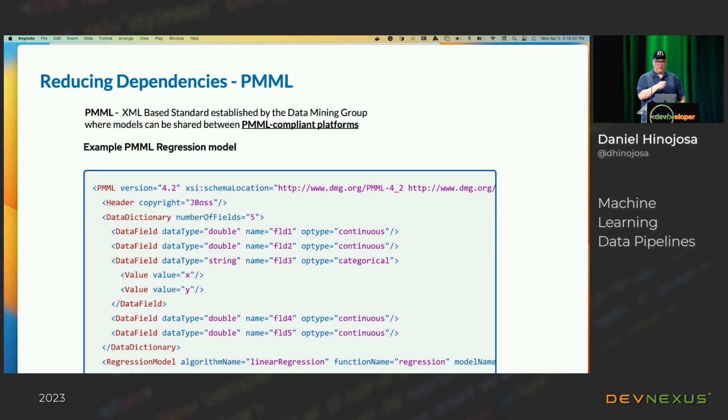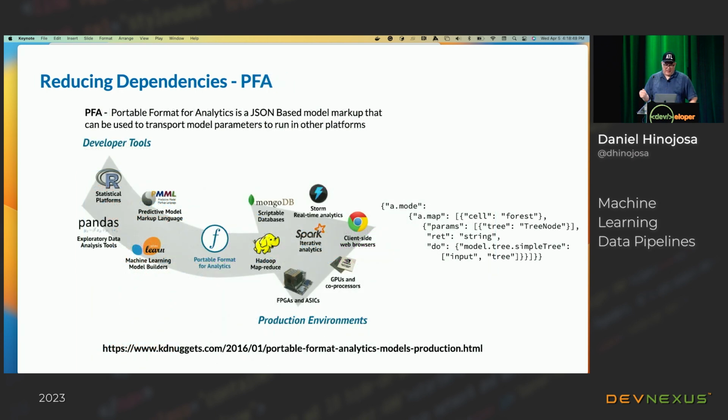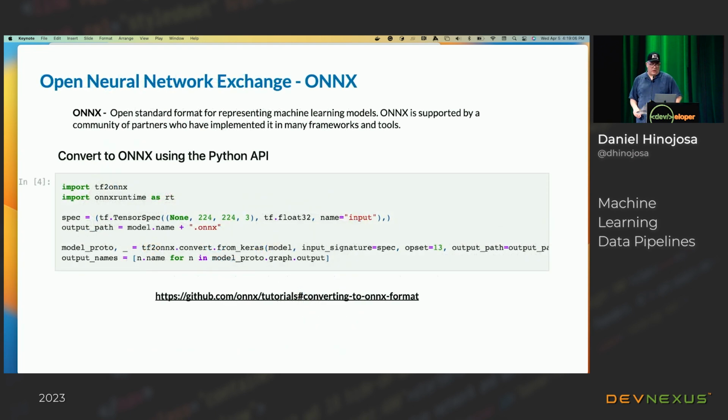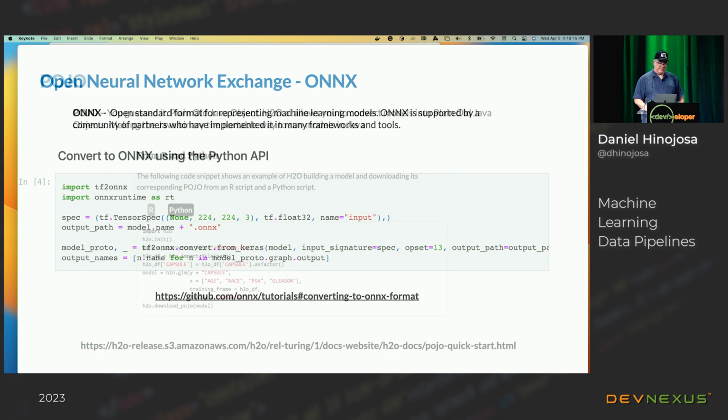So I can go from one language or one framework and say, here's the model, can you go ahead and run that in production? Another one's called PFA, portable format. This is JSON-based, but you can tell here by the diagram, you can have scikit-learn, you could have R, and then transform or transfer that into other frameworks like Spark. Another one is called Open Neural Network Exchange, ONNX. That one's a Python API-based one that you can take a particular model and output it.